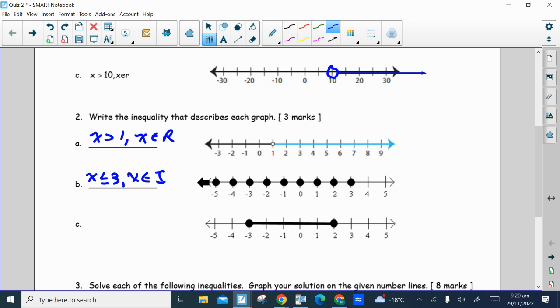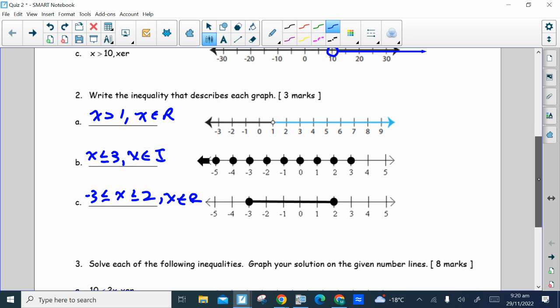Question C, we're back to a line, so that's real numbers. This has a starting point and an ending point. So remember I said if you start from smallest number to biggest number, the inequalities will always point to the left. The -3 is included, the 2 is included, so I have less than or equal to signs for both parts, and again, because it's a number line, x is an element of real numbers.